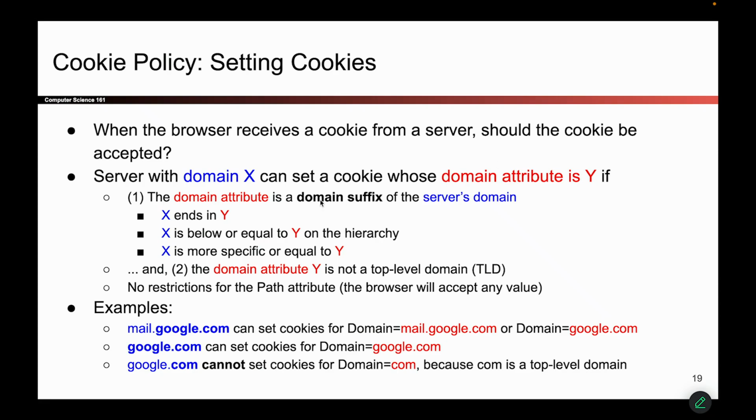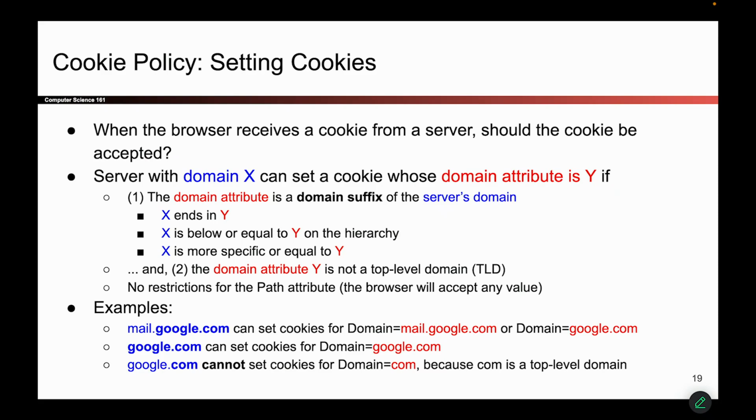Now, technically, the most formal way to write this rule is to say the domain attribute is a domain suffix of the server's domain. But I have no idea what that means, so I think of it like this. You write out x, you write out y, and you check if one of these is true. They all mean the same thing, so you choose the one that you like. You can either say x ends in y, you can say x is lower on the hierarchy than y, or you can say that x is more specific than y. All of these mean exactly the same thing.